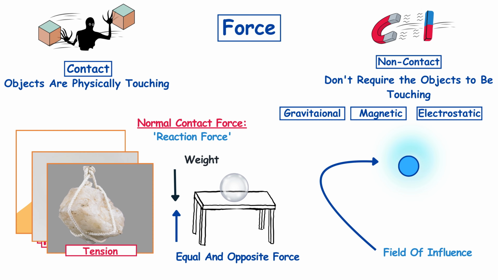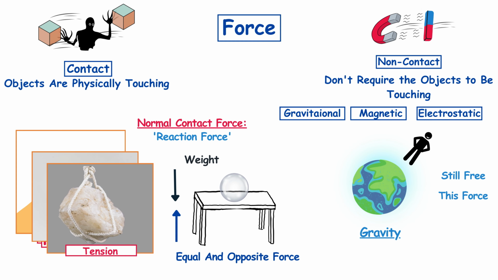Gravitational force, for example, is the force of attraction between any two objects that possess mass, such as the Earth and a person. Even if you were suspended above the ground and not touching the surface, you would still feel the pull of gravity drawing you downwards.